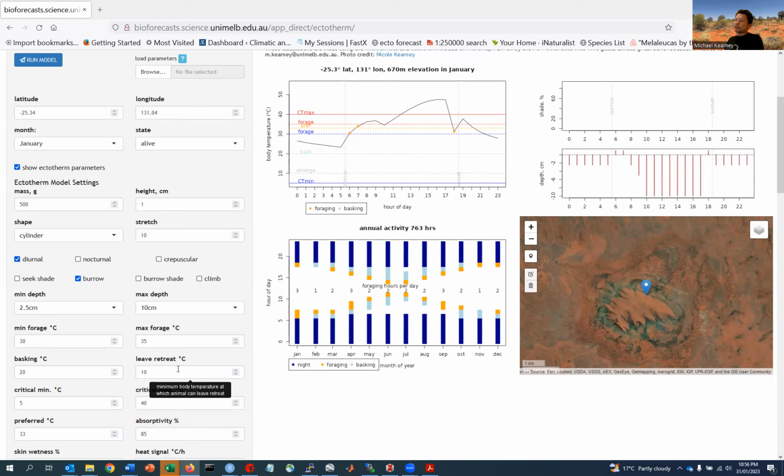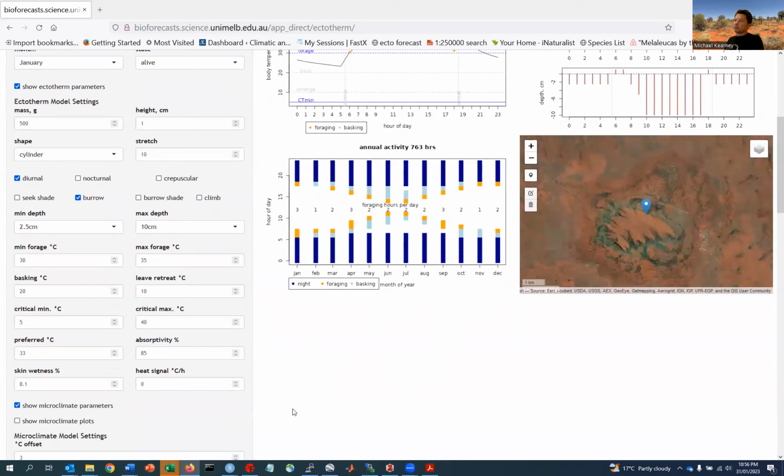And that does happen. There are winter days in some parts of the world where it's warm enough for a lizard to be out, but you don't see the lizard, and that's because it's too cold to get out of bed, basically. So that's that threshold.